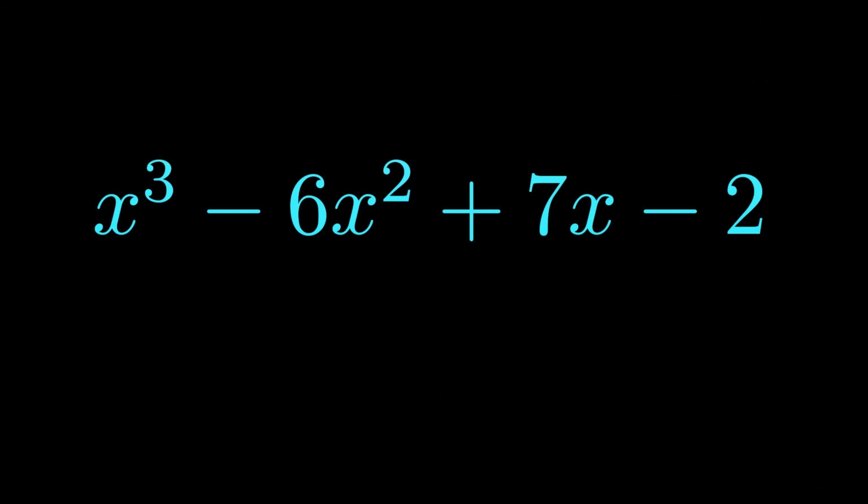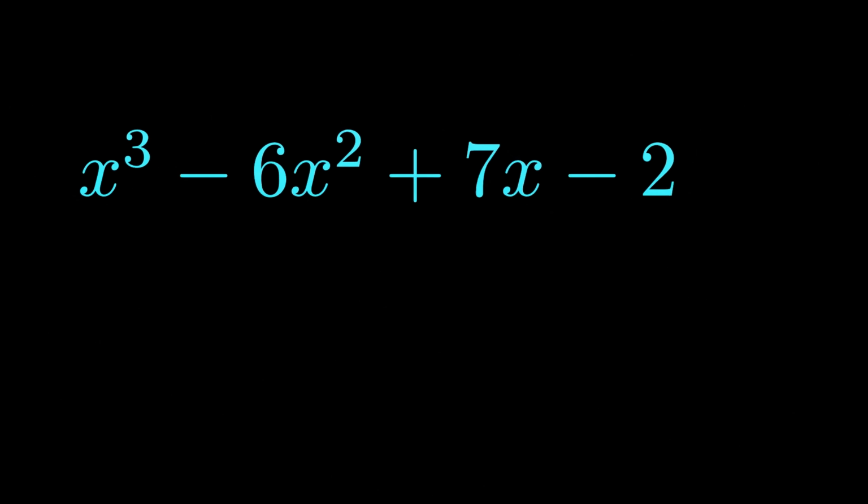Hey everyone, in this video we're going to find all solutions of the cubic polynomial x cubed minus 6x squared plus 7x minus 2 by inspection. Now this method is good if you can guess one of the solutions, but if you can't guess one of the solutions then it's quite difficult. So let's jump right into it.